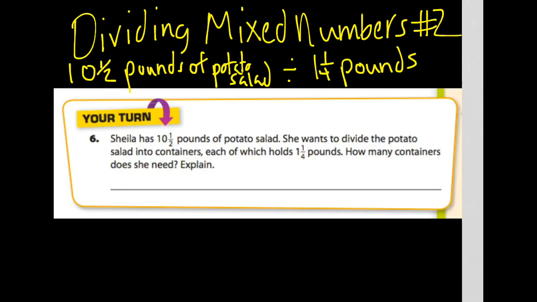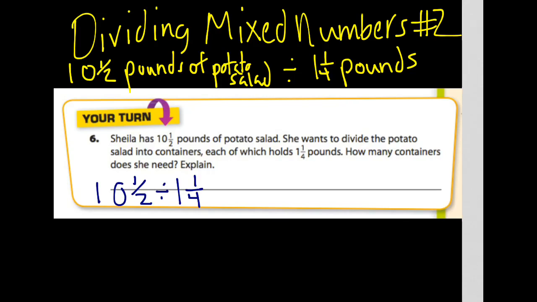So I need to take the total amount of pounds of potato salad and divide them by 1 1/4. So I'm going to put underneath 10 1/2 divided by 1 1/4. Something that we saw in video number 4 for dividing fractions is that you first need to make sure you change your mixed numbers to improper fractions.